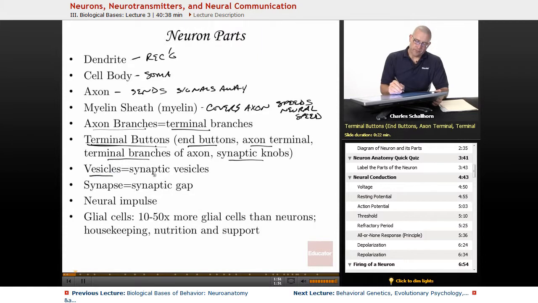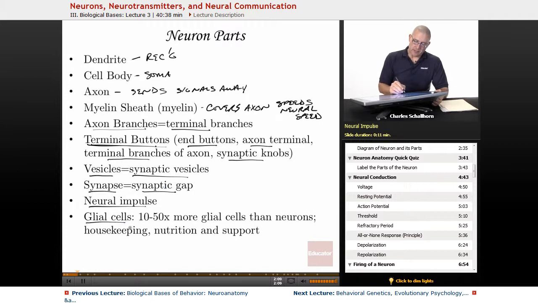There are vesicles, otherwise known as synaptic vesicles. They're right near the synapse. The synapse is sometimes called the synaptic gap. There is neural impulse, and that's going to be the way the electrical signal is moving within the neuron.